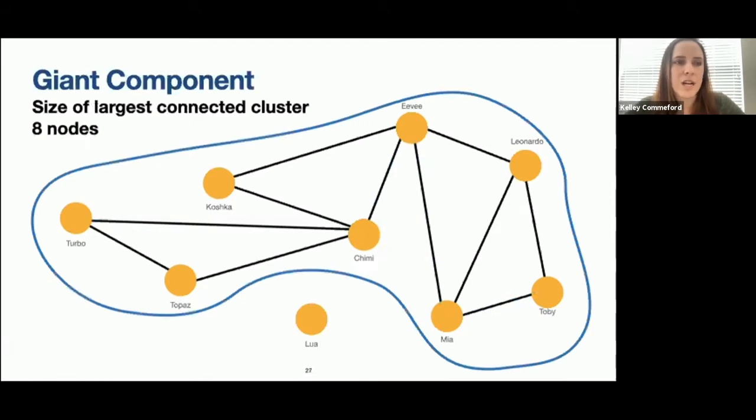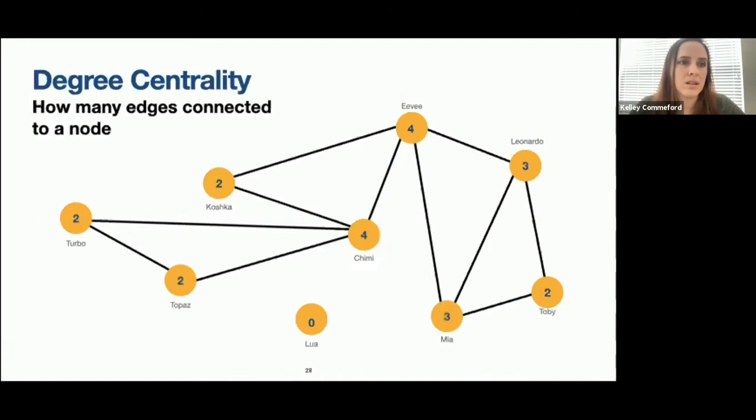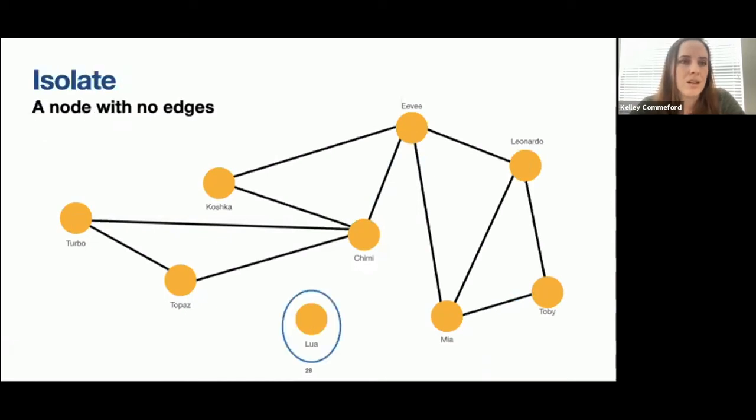Then we have the giant component, which is the size of the largest connected cluster. So this network has a giant component of 8. Our degree centrality tells us how many edges are connected to a node. If you have a higher degree centrality, you're connected to more people. And if you have 0 degree centrality, you're called an isolate. So that concludes our network terms that we're going to be using in the rest of this study.